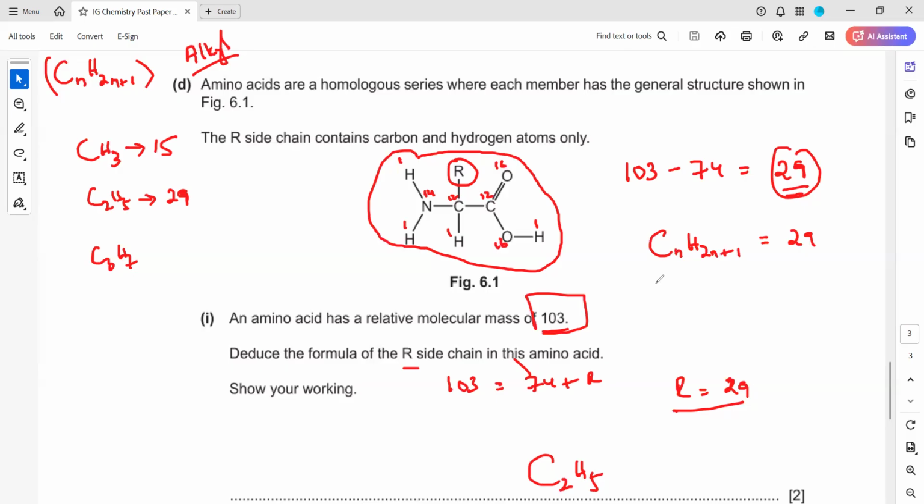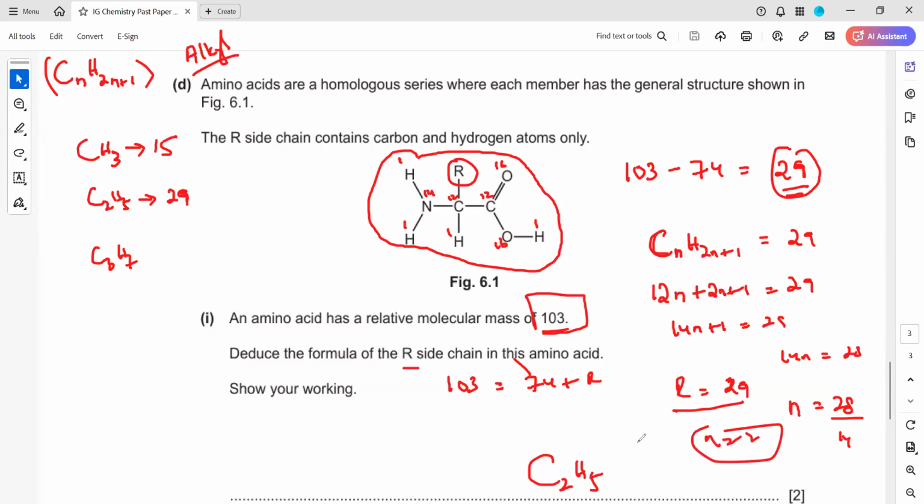We are finding carbon. What is the mass of carbon? Carbon is 12, so it will be 12n, because the carbon is 12 and there are n carbons. The mass of hydrogen is 1, so 12n plus 2n plus 1 equals 29. When we simplify, 14n plus 1 equals 29. Moving this to the other side, 14n equals 28. What is the value of n? n equals 28 divided by 14, which equals 2.